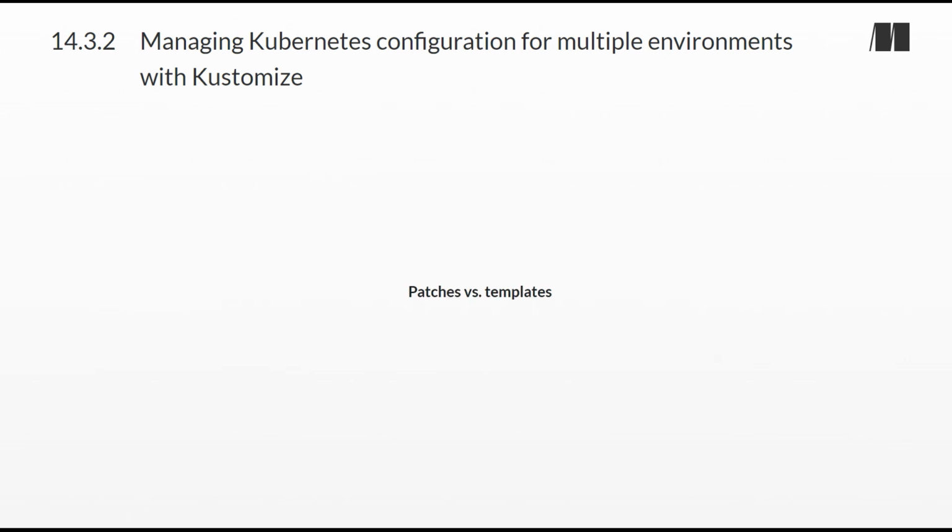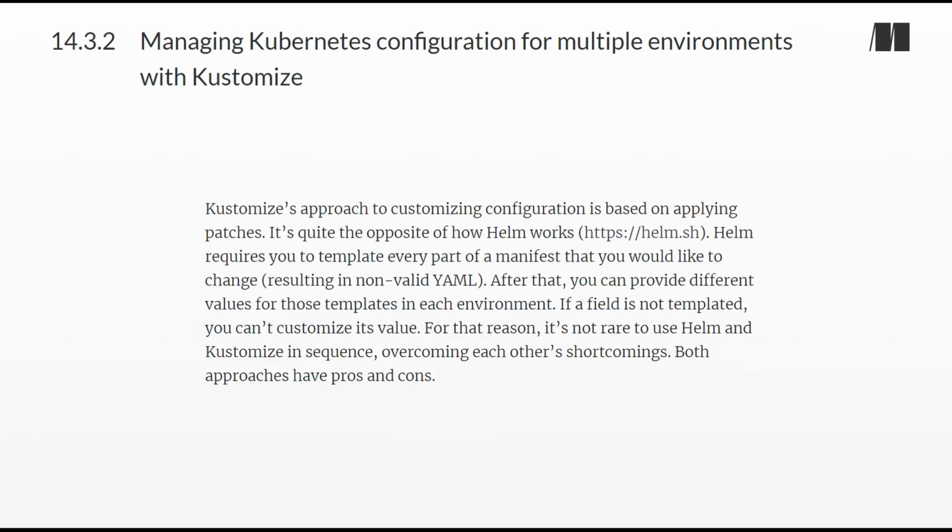Patches versus templates. Kustomize's approach to customizing configuration is based on applying patches. It's quite the opposite of how Helm works, helm.sh. Helm requires you to template every part of a manifest that you would like to change, resulting in non-valid YAML. After that, you can provide different values for those templates in each environment. If a field is not templated, you can't customize its value. For that reason, it's not rare to use Helm and Kustomize in sequence, overcoming each other's shortcomings.